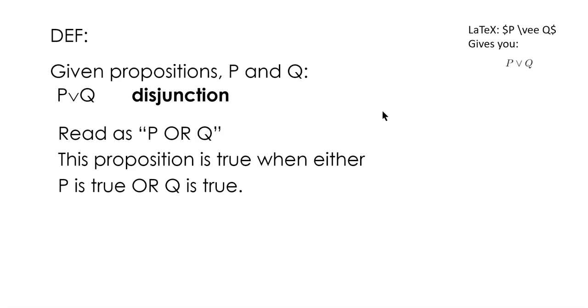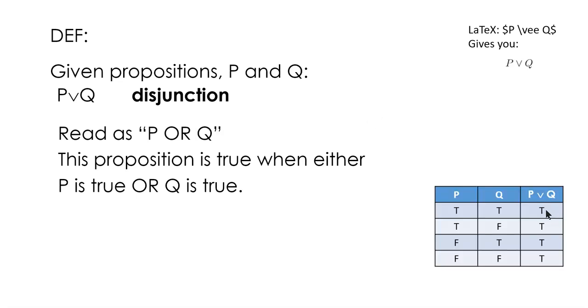So the truth table for this one, P or Q, this is a typo I forgot to fix. This should be a big old F right there. So pretend that's an F there. The only time an or statement is false is when the P is false and the Q is false.